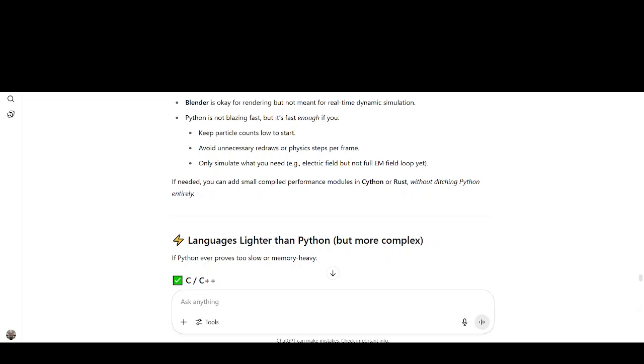But yeah, Blender, Unreal, Unity, they crash my computer, especially if I've got a few dozen or several dozen tabs and programs open at the same time. Okay. On common laptops, Blender is okay for rendering, but not meant for real-time dynamic simulation.